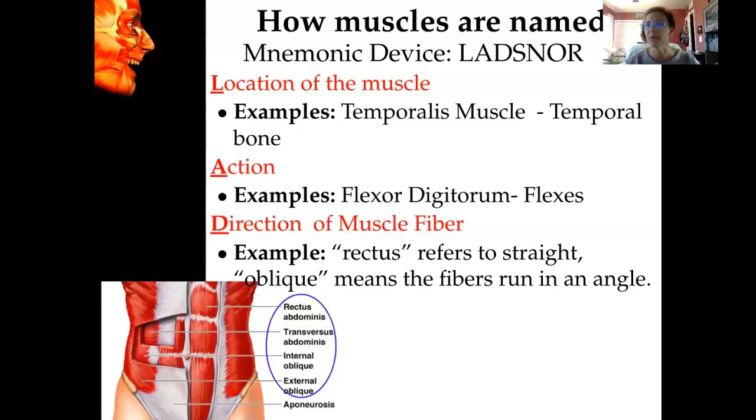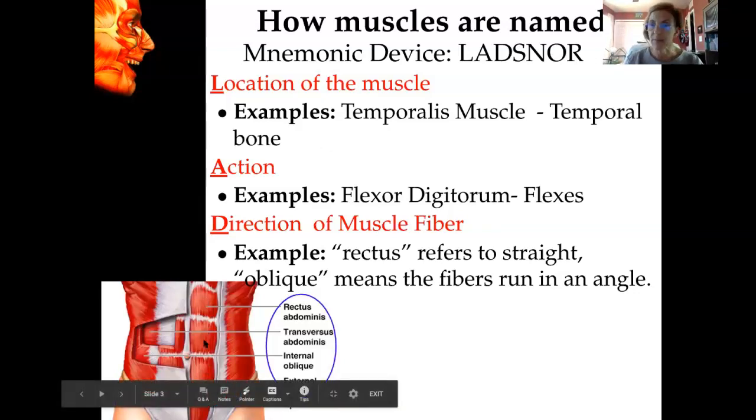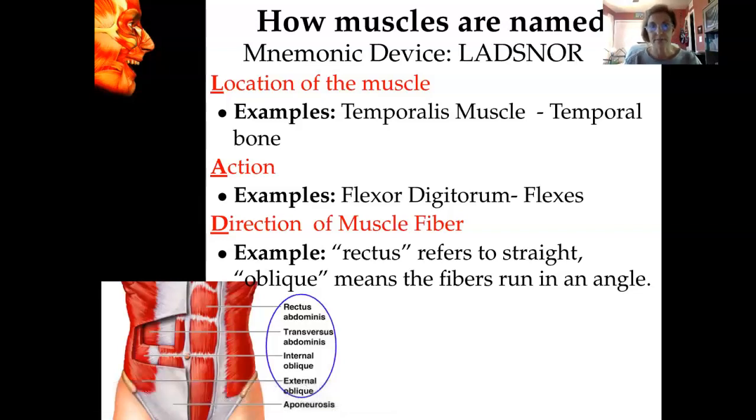Direction of fiber is probably the one that we struggle with the most. This tells us which direction the muscle fiber is running, which is important when you're trying to figure out what its action is, right? Rectus means the fibers are running straight up and down. Transverse, these muscle fibers are horizontal. You have the internal obliques running diagonally. You have the external obliques running diagonally. So oblique means diagonal. Today we're going to talk about orbicularis, which means they're going in a circle. They're orbiting, right? So the stomach is a good area to look at for direction of fibers.